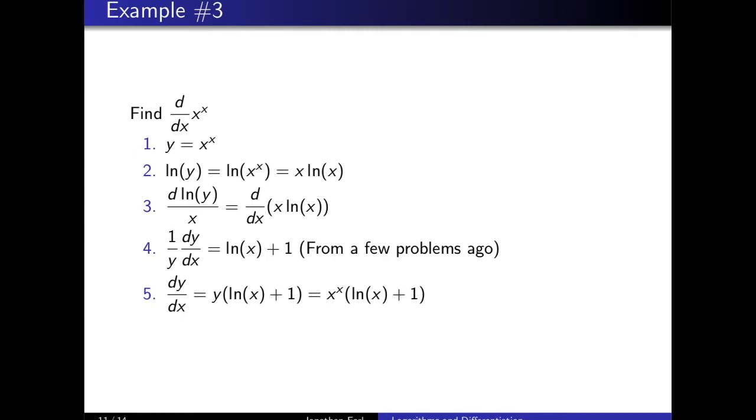Okay, well, how about the derivative of x to the x? So we'll again start off by saying that y is equal to x to the x, and we'll take natural logarithms of both sides. So we get that the natural logarithm of y is the natural logarithm of x to the x, which is x times the natural logarithm of x. Conveniently, we just found that the derivative of x ln x was ln of x plus 1. So we'll get that dy by dx is going to be y times ln of x plus 1, which is x to the x times the natural logarithm of x plus 1.